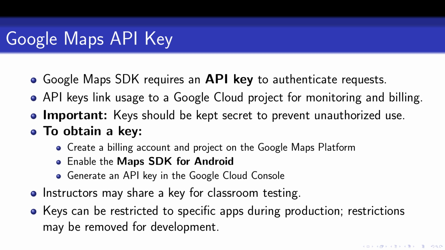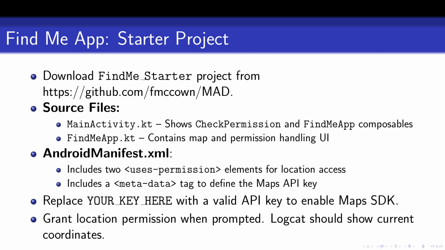The Find Me Starter project includes two main Kotlin files. The first, MainActivity.kt, initializes the UI and renders both the permission check and map screen. The second file, FindMeApp.kt, contains the composables that handle map display and interaction. When you open the starter project, remember to replace the placeholder API key with your own.